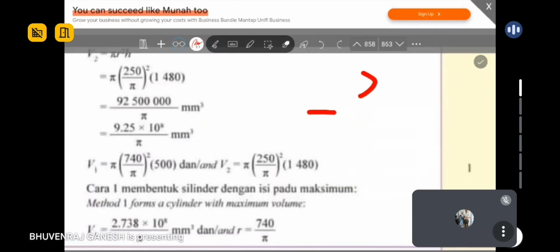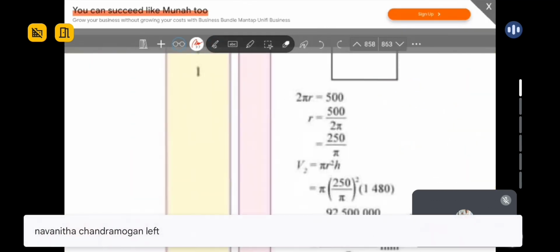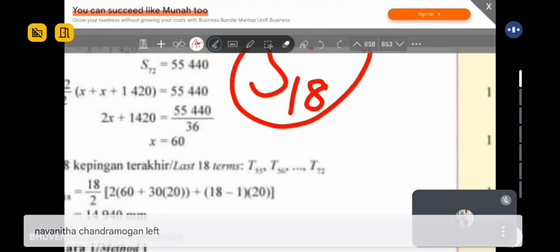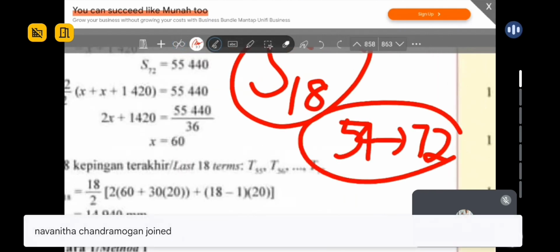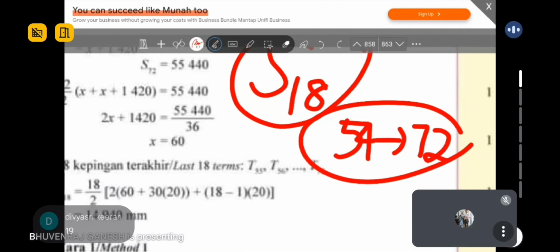Can you all tell me how many terms you have, guys? Berapa sebutan kamu ada? 54 until 72. Can anyone tell me this? How many terms you have over here? What do you all think? Is it 18? Yes, guys. Remember, it's 19, guys. 19.